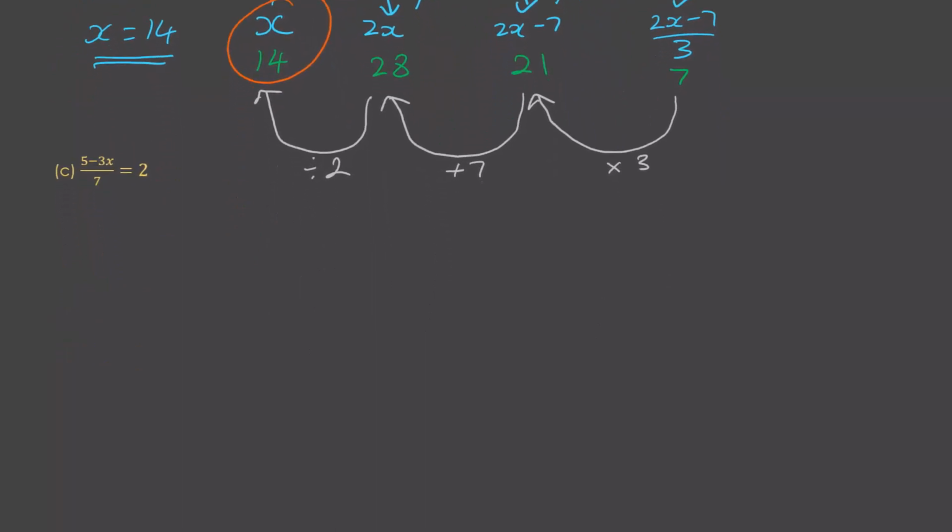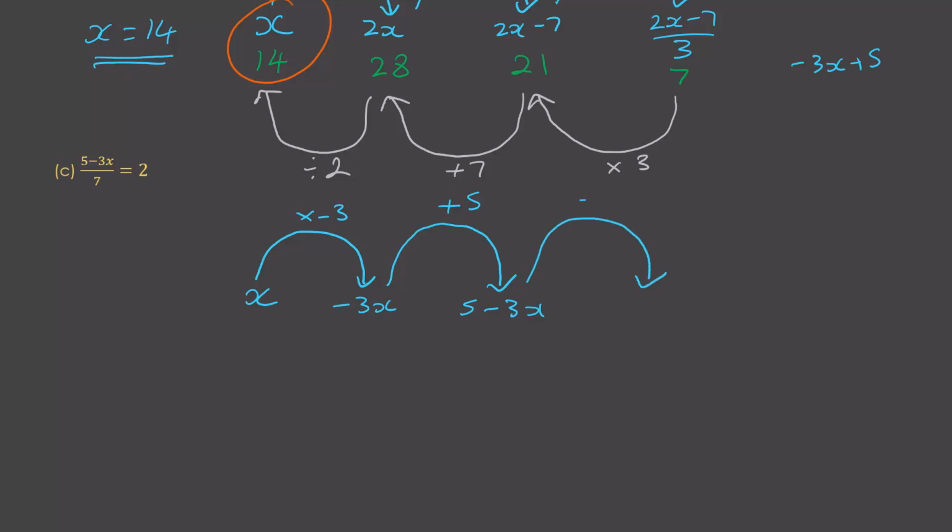Now finally, we start with the x here. The first thing that happens to x in this one is that we multiply it by negative 3 to give ourselves negative 3x. The 5 on the top there is positive, so we're going to add 5 to give us 5 minus 3x, which remember is the same thing as having minus 3x plus 5. And then we're going to divide all of that by 7 to give ourselves (5 minus 3x) over 7.